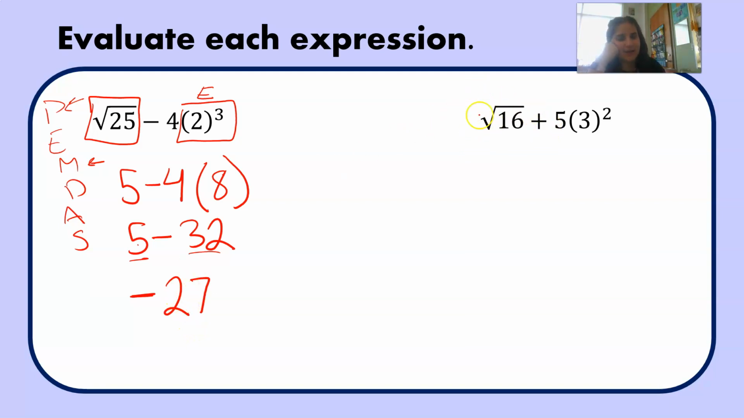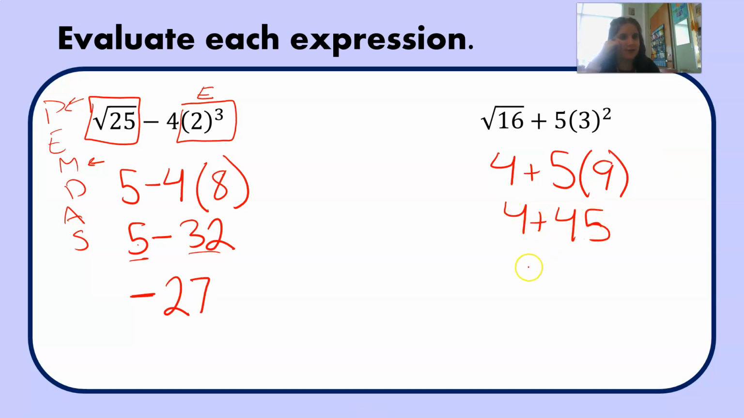And the last one, we're going to do our square root first. So the square root of 16 is 4. Haven't done anything with the plus sign or the 5 yet. And 3 squared, or 3 times 3, is 9. And now I do 5 times 9, which is 45. And 4 plus 45 is 49.